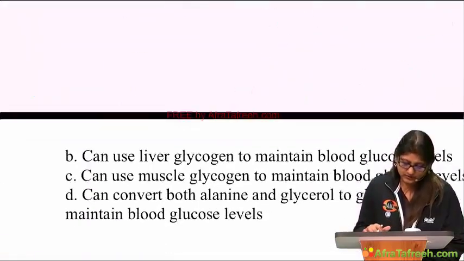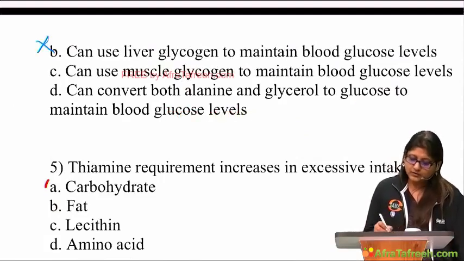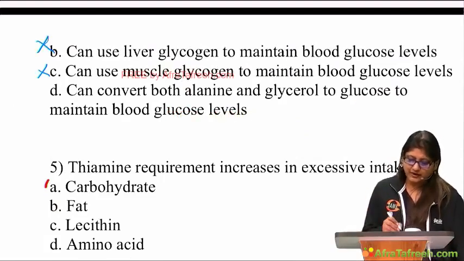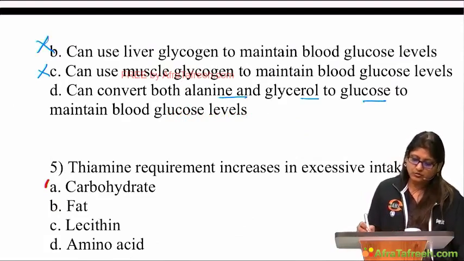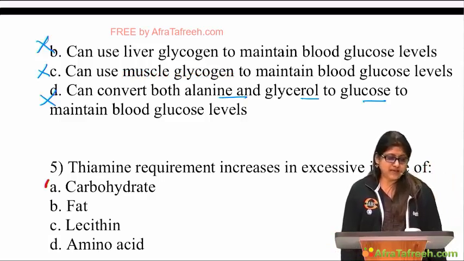Where are the other statements? You see. Can use liver glycogen to maintain? No. Can use muscle glycogen? That is never possible. Can convert both alanine and glycerol to glucose? Not possible. I told you even gluconeogenesis is not taking place.